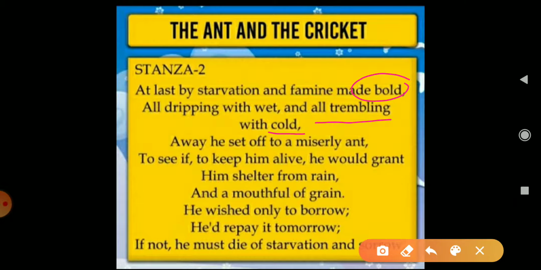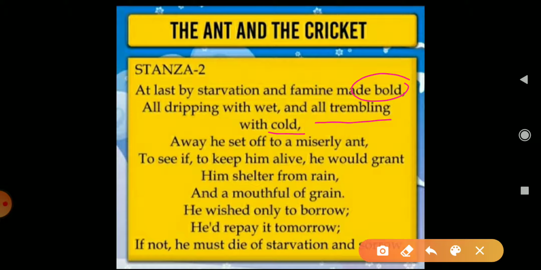He set off to a miserly ant, and because of the winter he went trembling to the miserly ant, and he decided to beg from the ant. So he requested the ant, to keep him alive, to grant him shelter from rain. If I want to keep myself alive, then I have to beg from the ant. He said, I will beg from that ant shelter from the rain and a mouthful of grain.